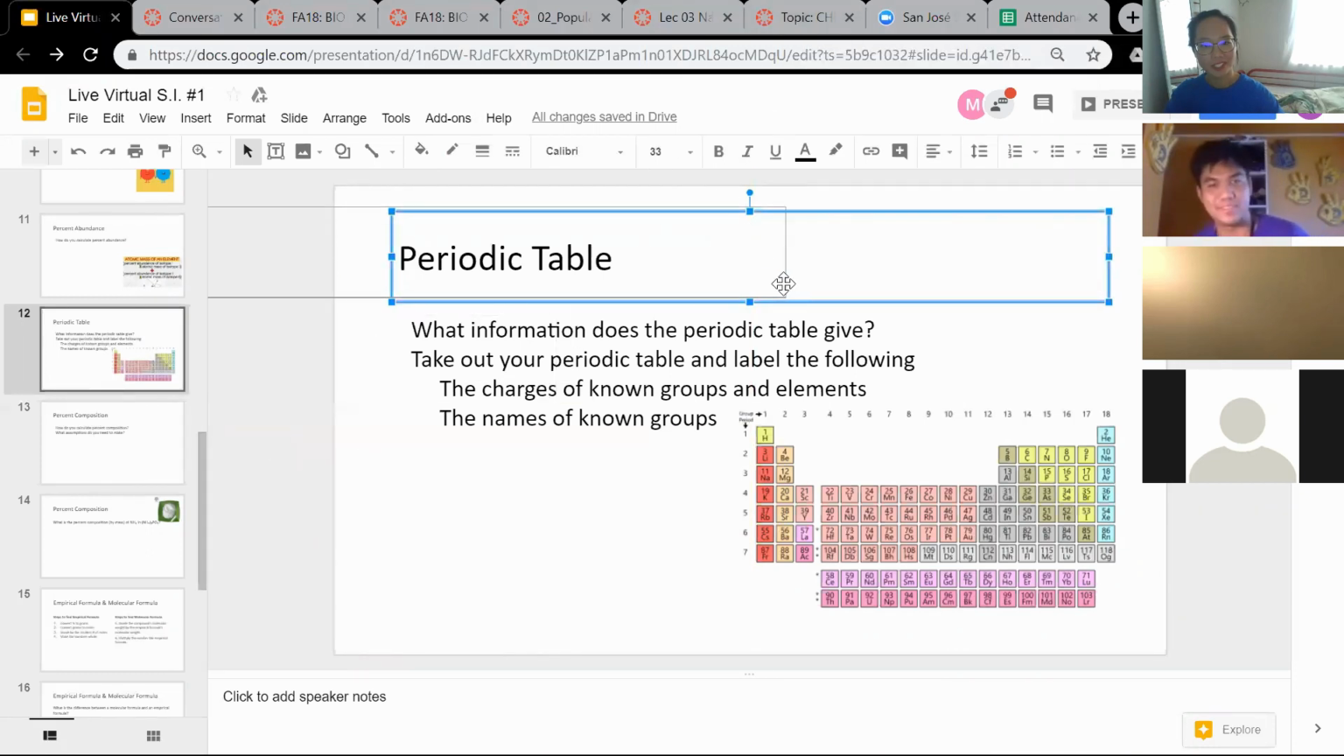Wait, are you ready to move on? Give them a little bit. Give them a moment to search up the periodic table and list it out.